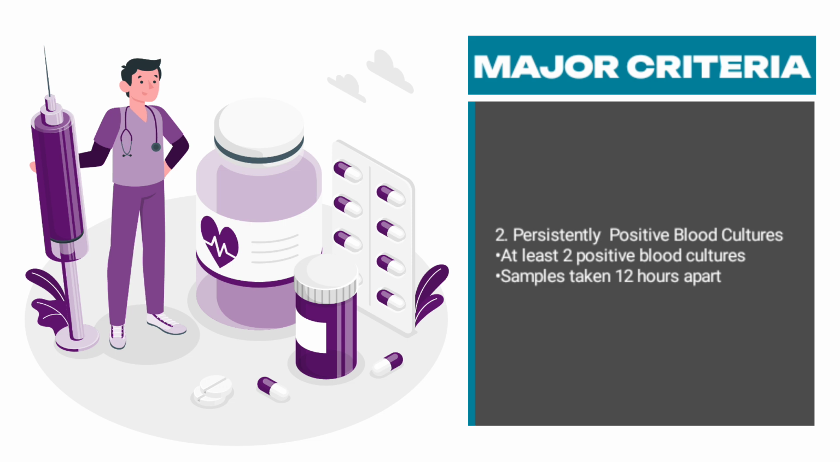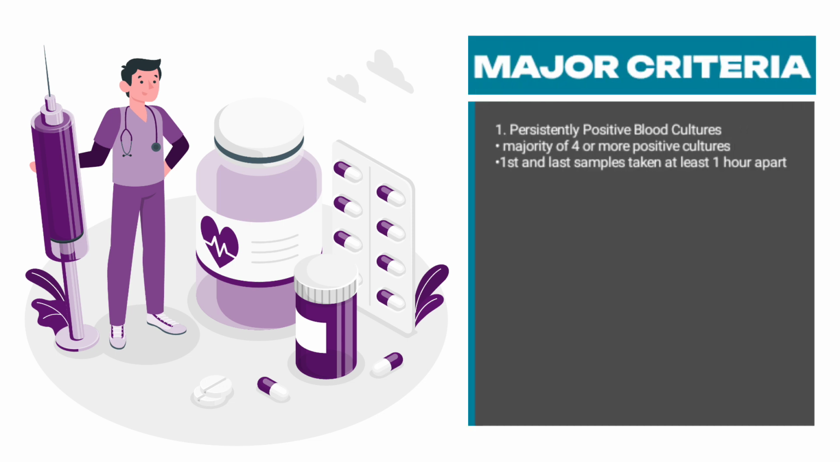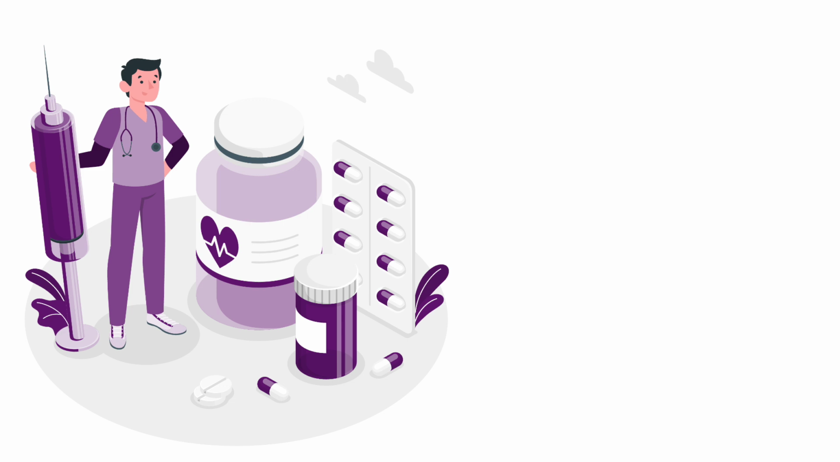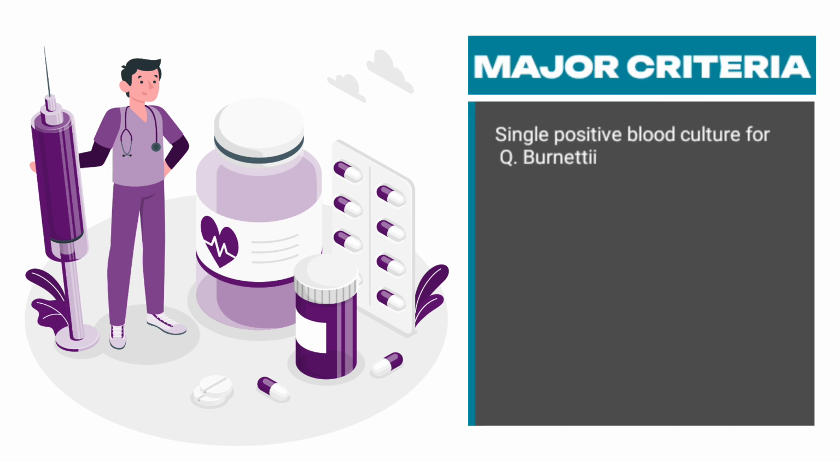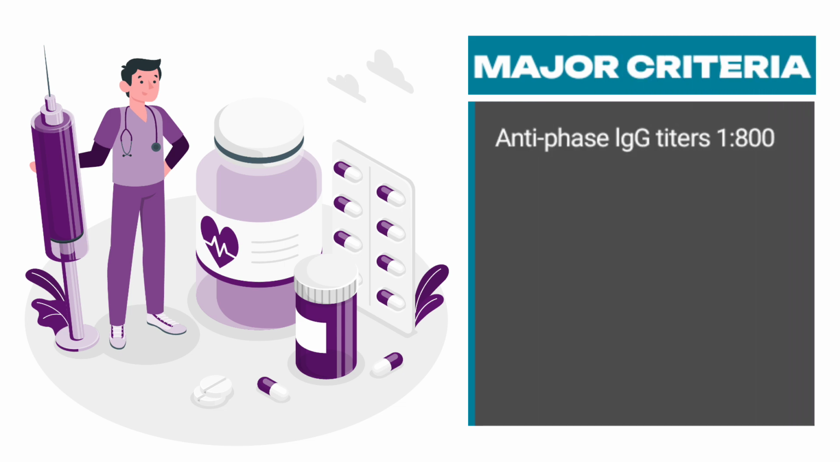At least 2 positive cultures of blood samples taken 12 hours apart, or all 3, or the majority of 4 or more separate cultures of blood, with the first and last one taken at least 1 hour apart, or a single positive blood culture for Coxiella burnetii or an anti-phase 1 immunoglobulin G antibody titer of more than 1:800. Multiple samples should be taken from different venipuncture sites.